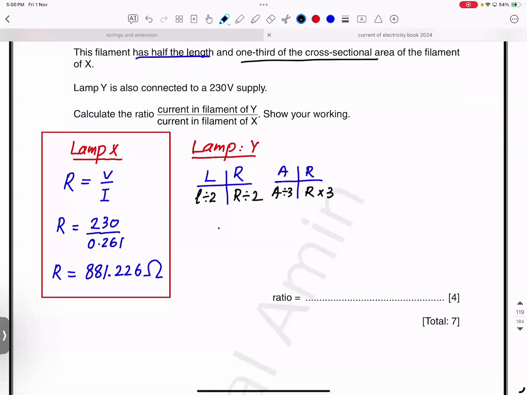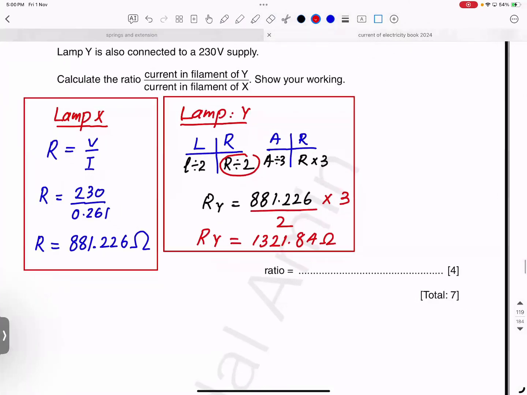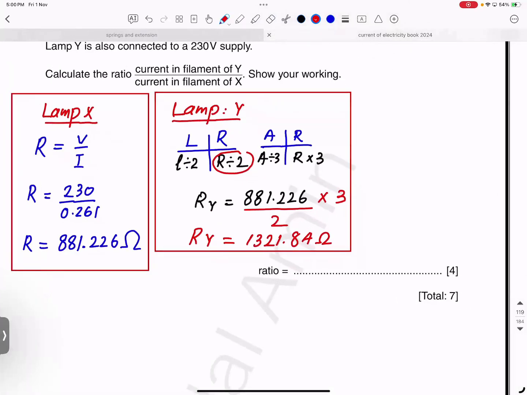So resistance of Y will be what? What was the resistance of X? 881.226. Now, as per the law, we said resistance will be divided by 2 and multiplied by 3. The resistance of Y comes to be 1321.84 ohms. Okay, we are done 2 steps. Step 1, we found the resistance of X. Step 2, we found the resistance of Y. Step 3, current in Y.